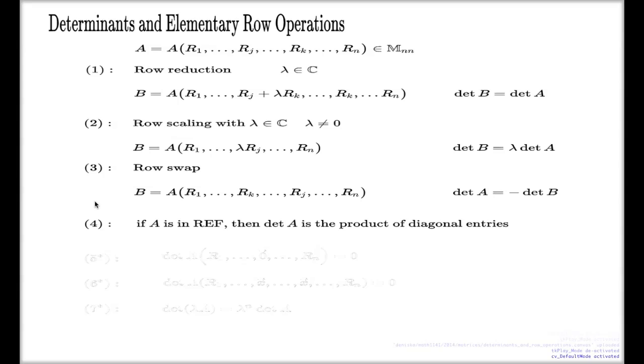You just multiply all of the diagonal entries. That's a nice simplification about that, yes.